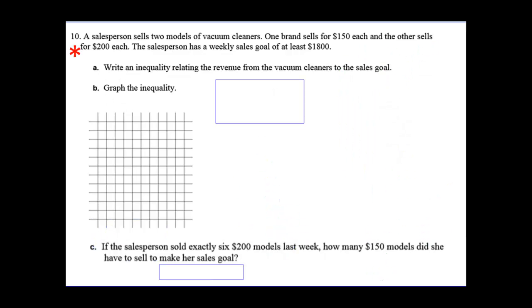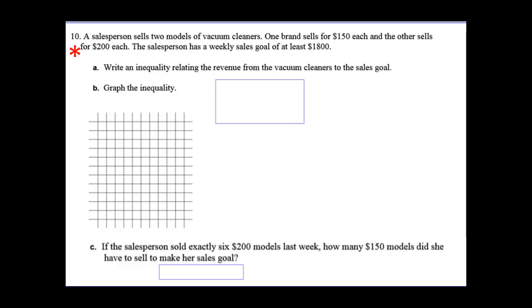And number 10. Now let's put this all together for a word problem. A salesperson sells 2 models of vacuum cleaners. One brand sells for $150 each, and the other one sells for $200 each. The salesperson has a weekly sales goal of at least $1,800. Write an inequality relating the revenue from the vacuum cleaners to the sales goal.